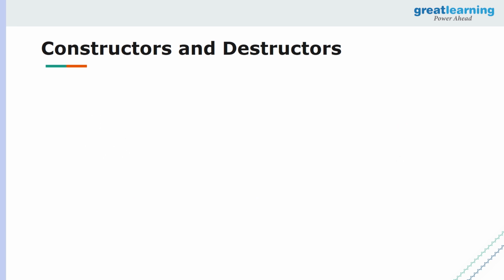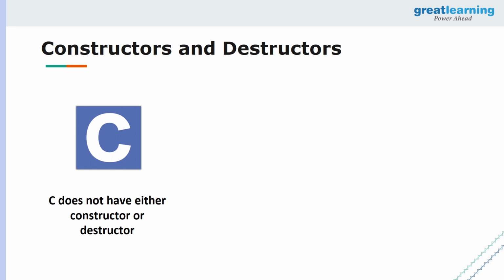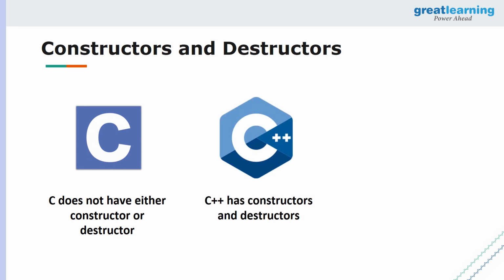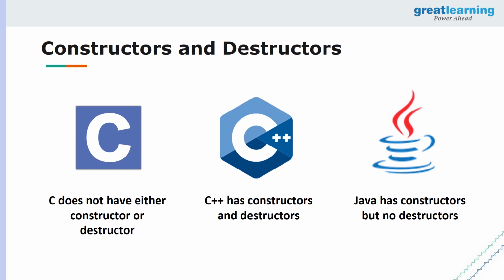Let's talk about constructors and destructors in a programming language. C does not have either constructors or destructors, because this concept was not even created while they were working with the C programming language. But C++ has both constructors and destructors. If you don't know what a constructor is, it's nothing but giving an initial value to all your variables. It's nothing but an ignition. Java has constructors, but there is no need for destructors in Java. Destructors are nothing but the opposite of constructors.